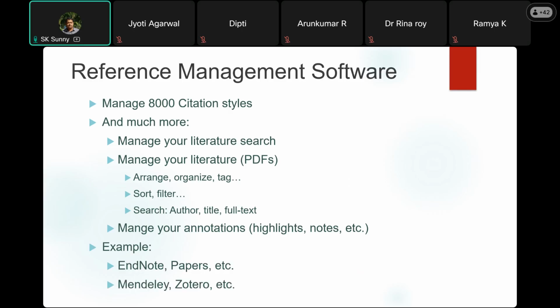And the free ones are Mendeley and Zotero. These two are most popular. Both are equally efficient. Only a few differences are there in the workflows, how it works. So you have seen Zotero. Today I will show you Mendeley. You spend some time with Mendeley, you spend some time with Zotero, and then you decide.